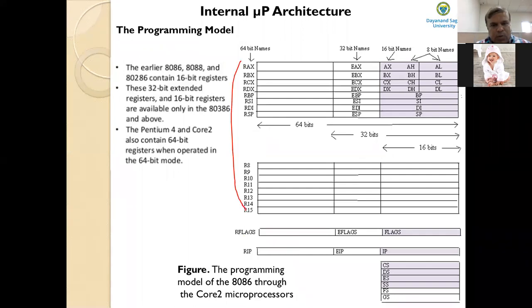So these are the 64-bit registers. The 64-bit registers are RAX, RBX, RCX, RDX, RBP, RSI, RDI, RSP, then R8 through R15, RFLAGS, and RIP.